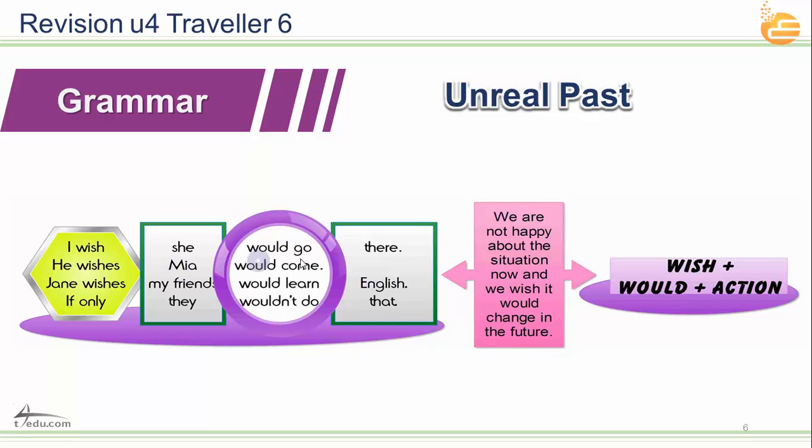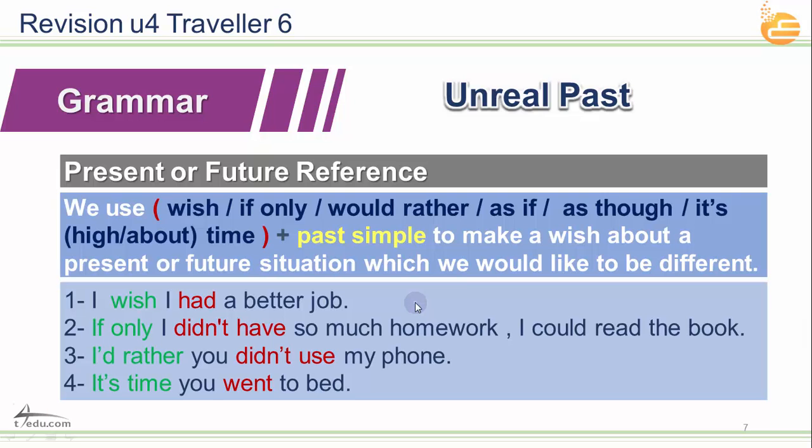He wishes Maya would come. John wishes my friends would learn English. If only they would not do that. Now, these are more details and more ways to make the unreal past with the present and the future. So we can take these examples: wish, I wish, or you wish, he wishes, she wishes, if only, would rather, as if, as though, it's high time.